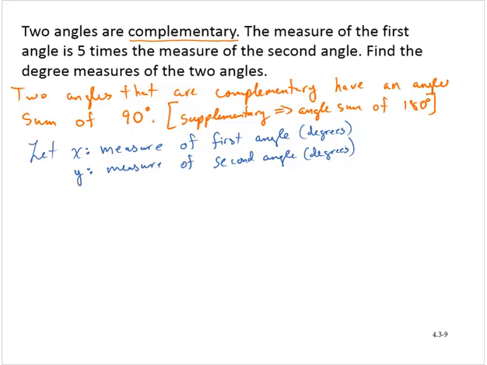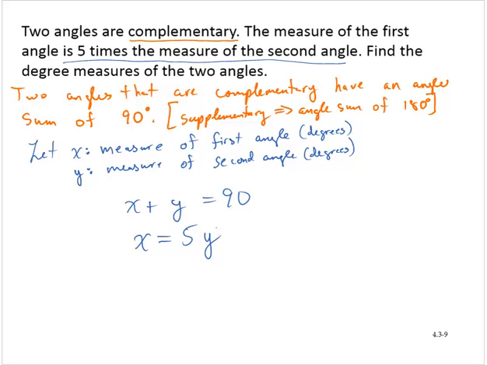The two angles are complementary, so they have an angle sum of 90 degrees, so then x plus y is 90. The measure of the first angle is 5 times the measure of the second angle. The measure of the first angle, x, is 5 times the measure of the second angle, y. So we have a system of equations, x plus y equals 90, and x equals 5y.